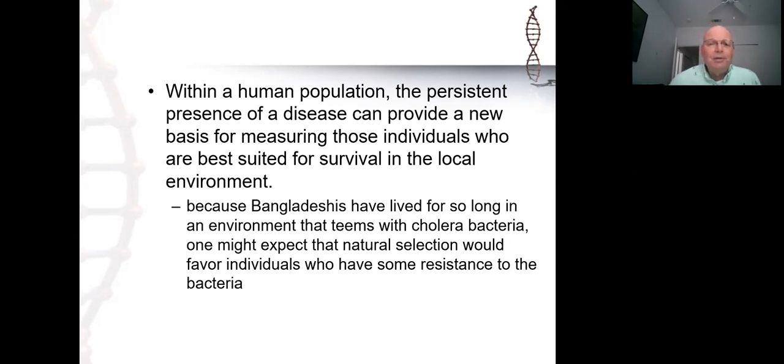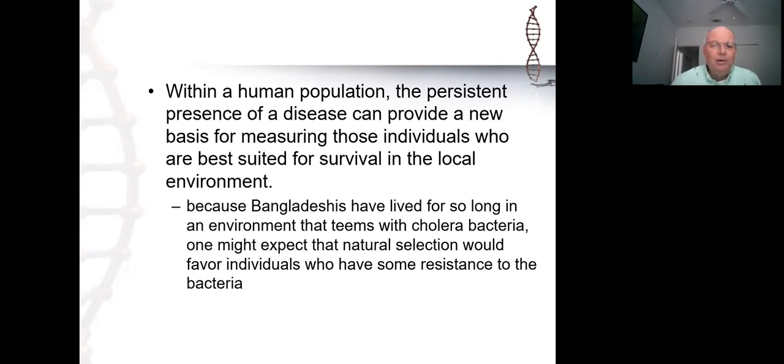It turns out that amongst people who live in the Indus River Valley, there is a mutation that involves one of the proteins that's responsible for the fluid flow. And there is a relatively high incidence of this mutation amongst people who live in Bangladesh.